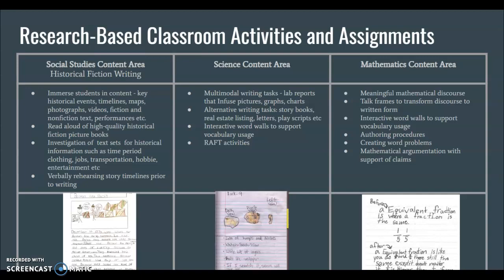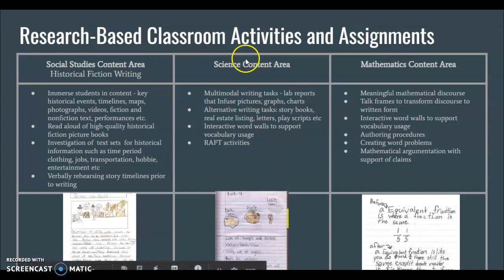Investigating text sets that have historical fiction information, including time period, appropriate clothing, jobs, transportations, and also that verbal rehearsal. So down below would be an example of historical fiction student writing, based around the Boston Tea Party after some of these activities were utilized.